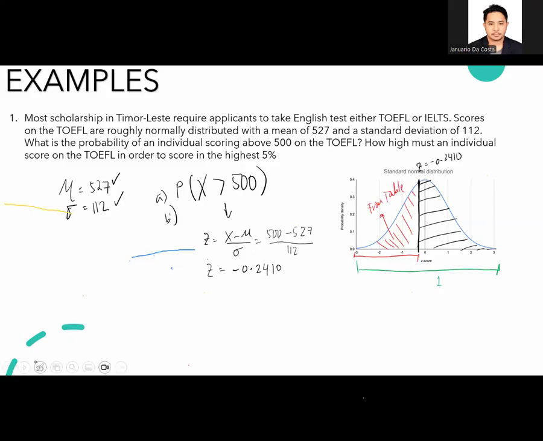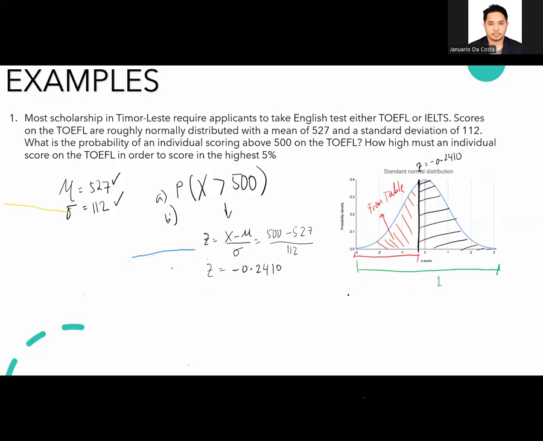So all you need to do is find that black one. Okay, so how do you find that area in the black? The probability of z greater than negative 0.2410 is equal to what? 1 minus the probability of z equal to negative that. Technically, the red one minus the green one.